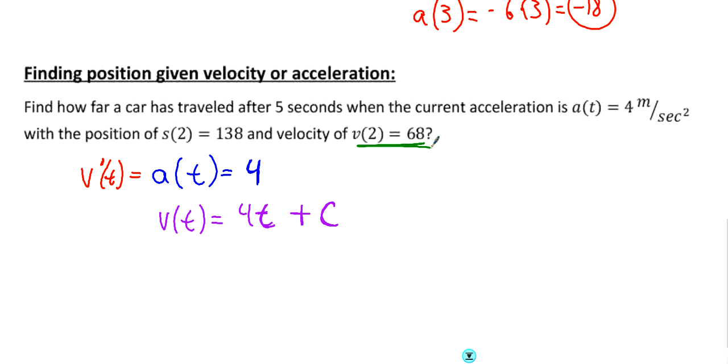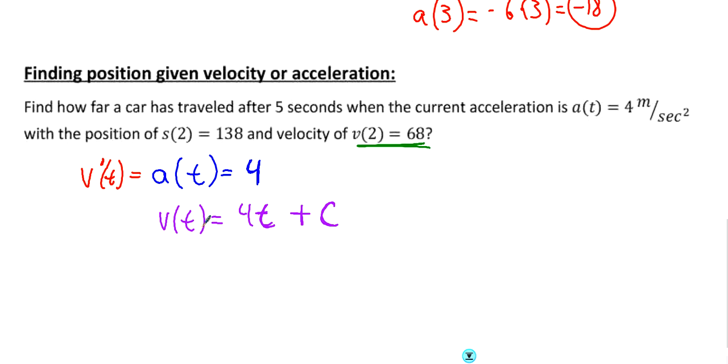They don't have to throw anything in there to distract you. Okay, so all of this information is important. And the reason that's important is because that is giving me what we call an initial condition. It gives me a value that if I plug in 2 for t, this better be equal to 68.